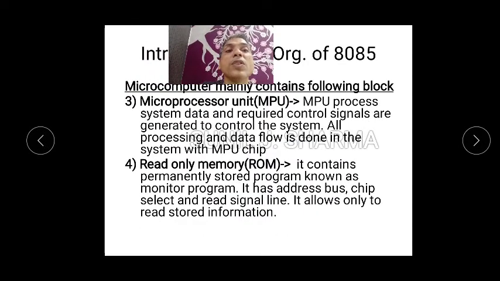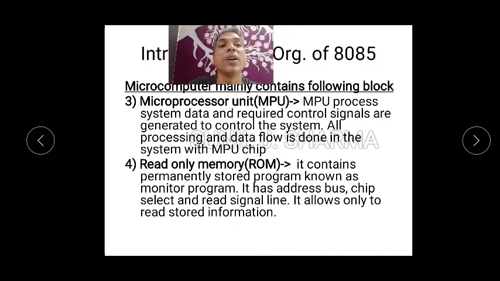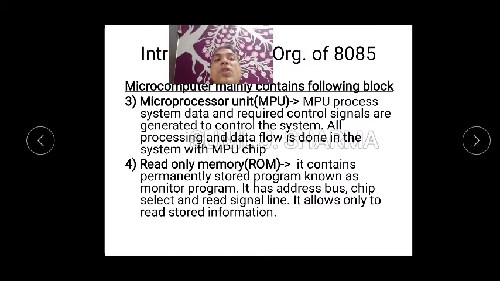Okay, this is your third block, the microprocessor unit. This is your heart, or you can say the brain of your computer. The microprocessor processes system data, and required control signals are generated to control the system. All processing and data flow is done in the system with the microprocessor chip. So whatever processing is done, or the required data, where to take it from, then input, process, everything, and where to show the output devices also.